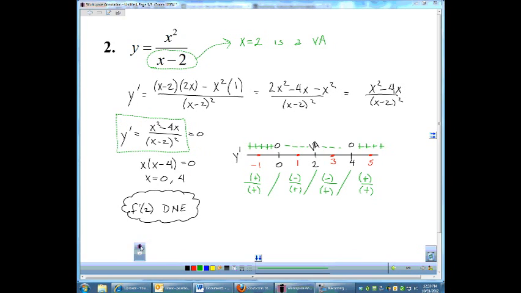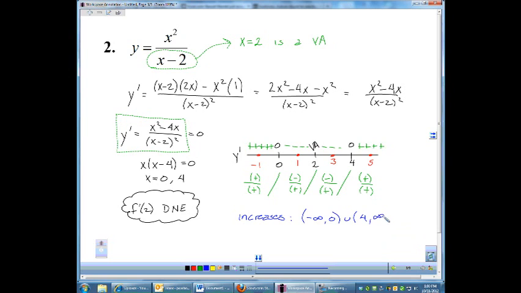And then from that, we can find our intervals of increase and decrease. So I know that my function increases on the intervals negative infinity to 0, and then again from 4 to infinity. Your function increases when the derivative is positive. We plug numbers into the derivative. My function decreases from 0 to 2, and then again from 2 to 4.